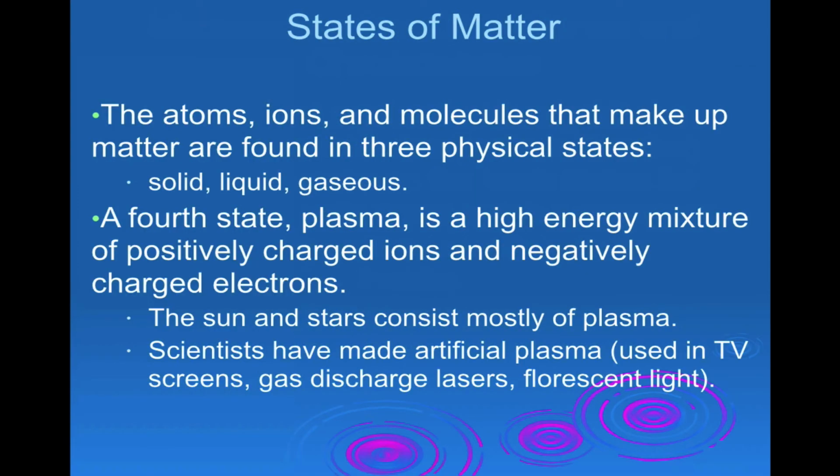And then moving on to our states of matter. We know the three common states of matter: solid, liquid, and gaseous. But we also deal with the fourth state of matter, plasma. It's basically highly charged positive ions and negatively charged electrons. It's moving up in that energy scale. The sun and stars consist mostly of plasma, and we use it in TVs.